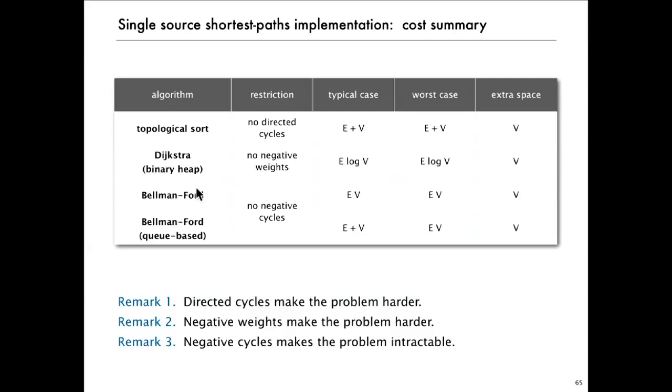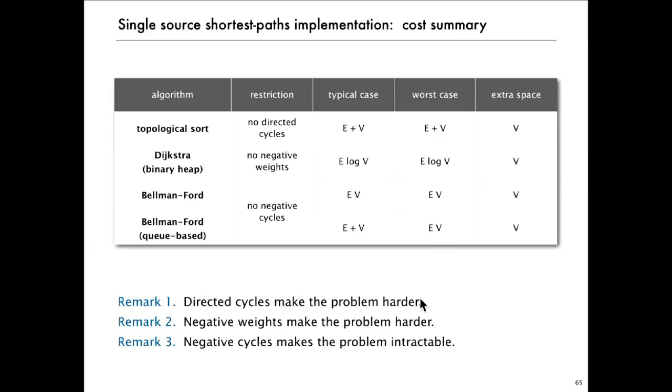The Bellman-Ford algorithm, which works with negative weights as long as there's no negative cycles, if you use the queue, you can get, in practice, it turns out to be linear time for the kinds of graphs that arise in practice. Although in principle, in the worst case, it could be E times V, which is much too slow.